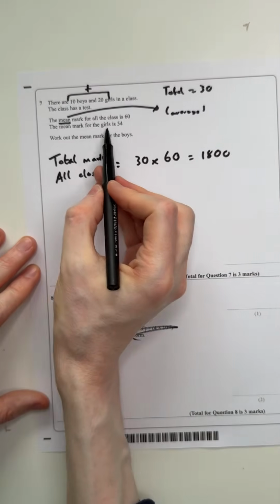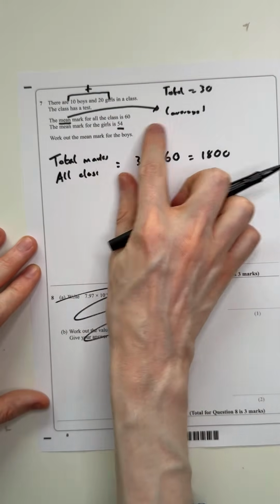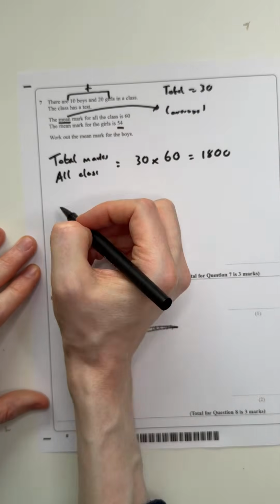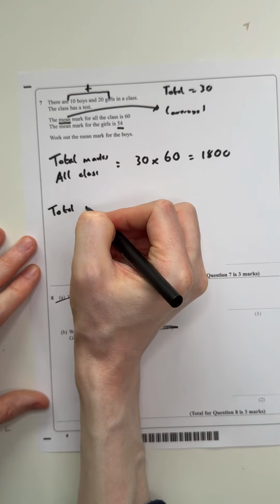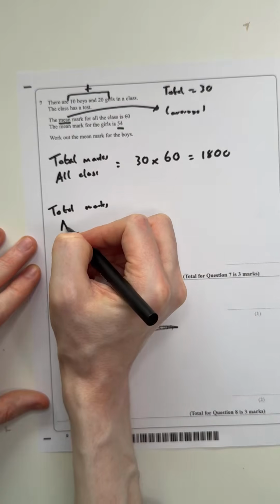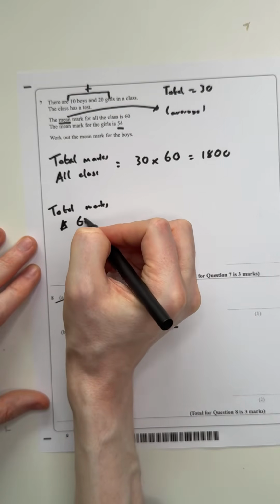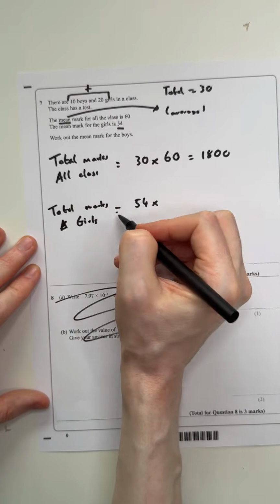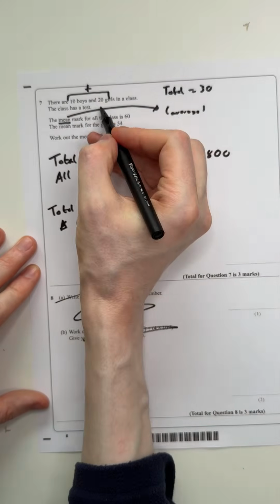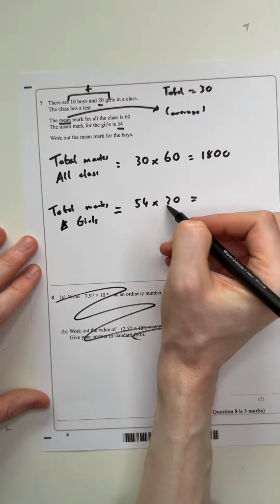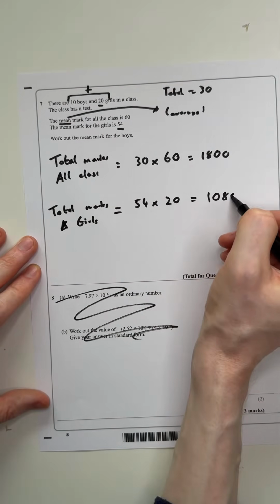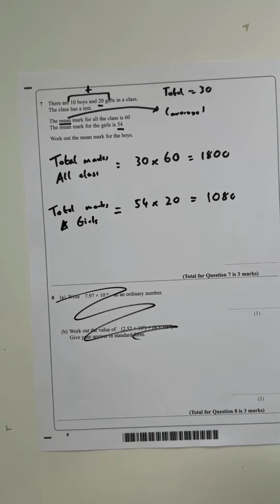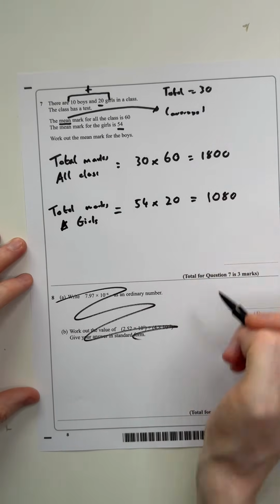We're now told the mean mark for the girls is 54. So the mean is the average. So to work out the total marks for just the girls would be the mean they scored, in this case 54, multiplied by how many students are girls. Well, there's 20 girls. 54 times 20. Again, just use the calculator. That'll give us 1,080. That's the total marks for the girls.